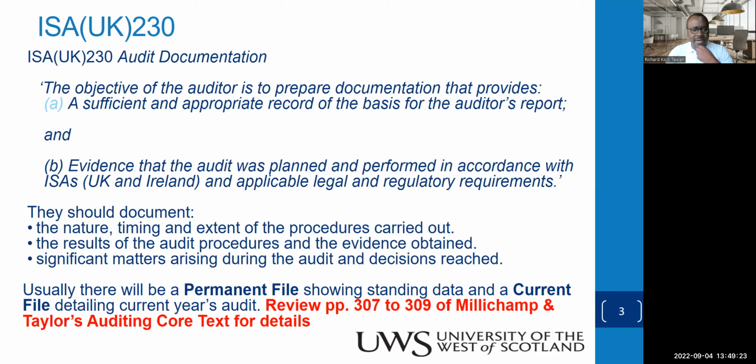Permanent file and then current file, I've stated that you review pages 307 to 309 of the 12th edition of Millichamp and Taylor's core auditing text. And then you'll find these details there. Just a quick one. For the permanent file, you'll find the constitution. There are articles of incorporation, certificate to commence business, any memorandum and articles, okay. Anything they want to put on file, the trust deeds, partnership deeds, okay, registration document, you find it there.